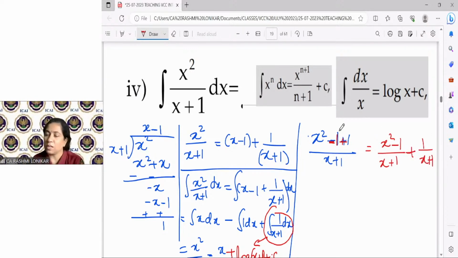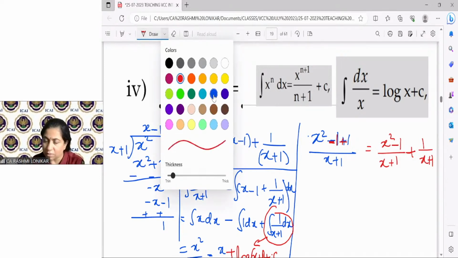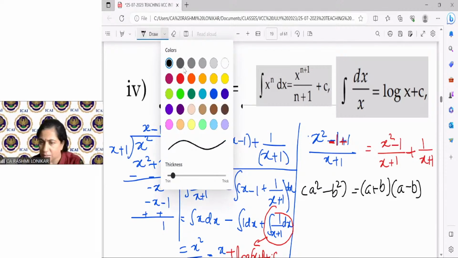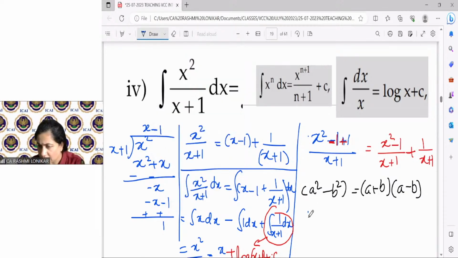Now, remember the formula a square minus b square? A square minus b square is given as a plus b into a minus b. Okay. So I will be using it over here. So I can write this as x minus 1 into x plus 1 upon x plus 1, plus 1 upon x plus 1.